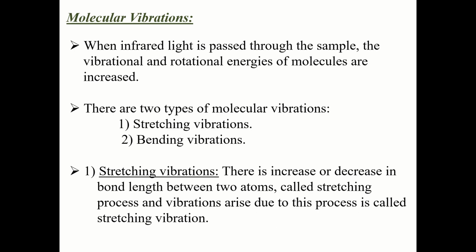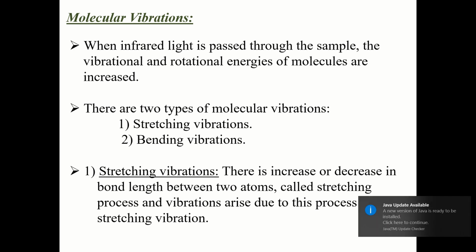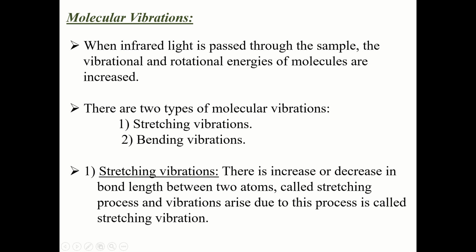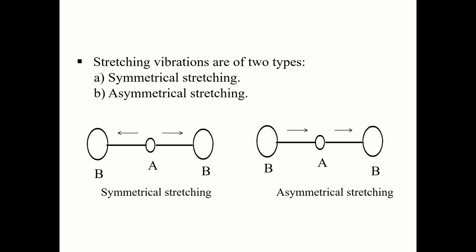Now molecular vibrations. When infrared light is passed through the sample, the vibrational and rotational energies of molecules are increased. So we get two types of molecular vibration: first, stretching, and second, bending vibration. In stretching vibration, there is an increase or decrease in bond length between two atoms. This is called the stretching process, and the vibration arising from this process is known as stretching vibration. So in stretching vibration there is a change in bond length, while the bond angle remains the same.